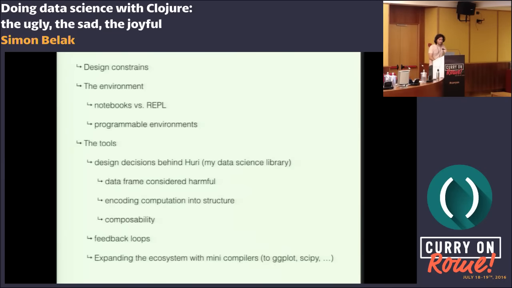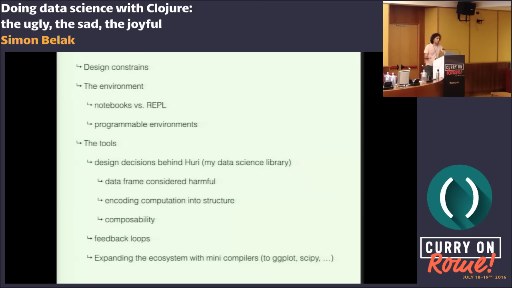So just a very brief overview, because if I'm doing this right, we won't have time to cover all the things, so you have a rough idea of what's still in store. At some points I'm going to ask whether you want me to drill deeper into something or move forward. The three main topics I'm going to cover: first, some of the design constraints I think a good data science environment should have, and the process of doing data science. The second is an environment for doing so. Here we're going to talk about mostly notebooks versus REPLs and how we can have more programmable environments.